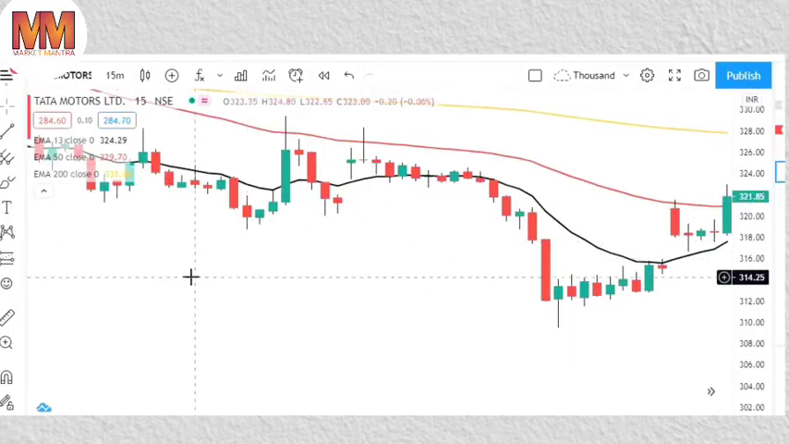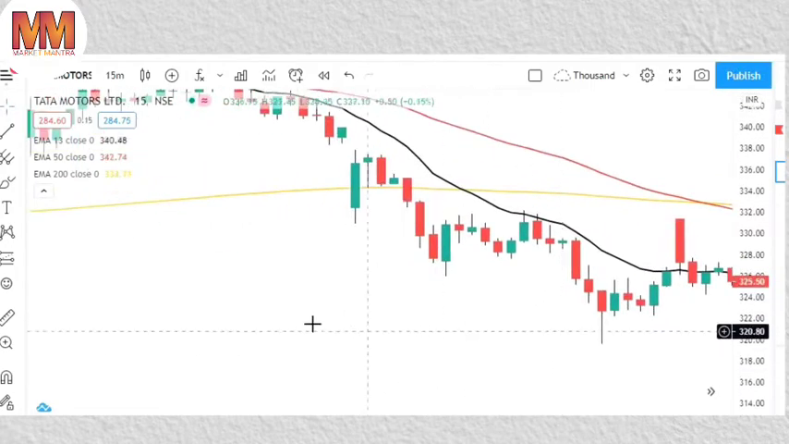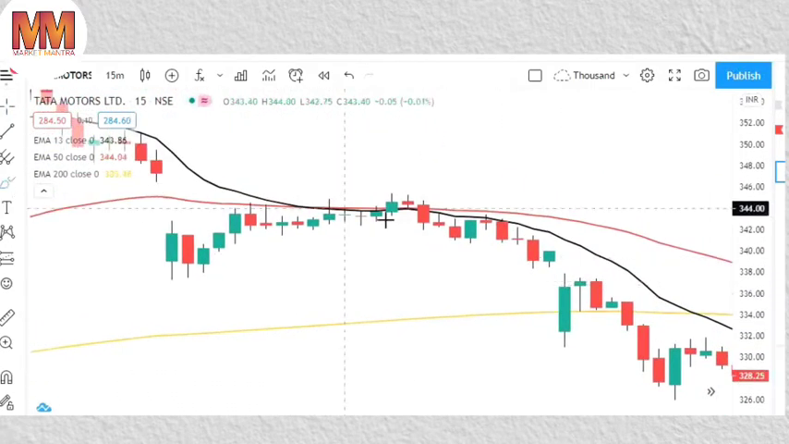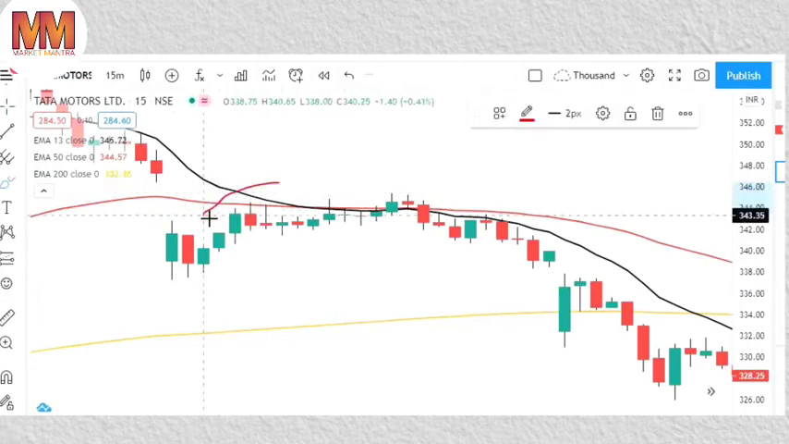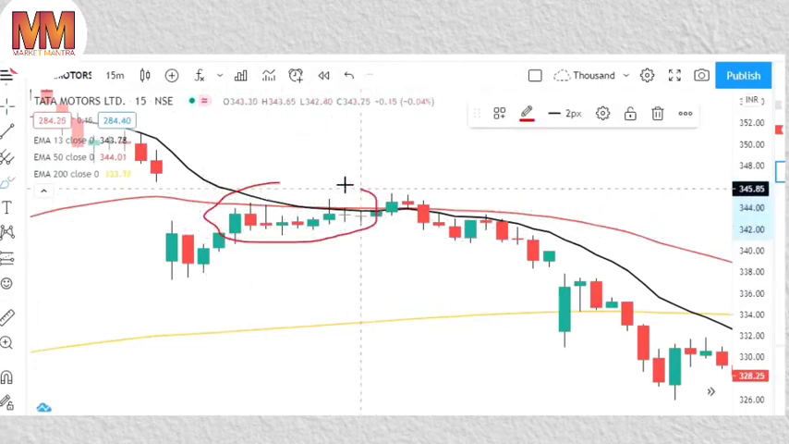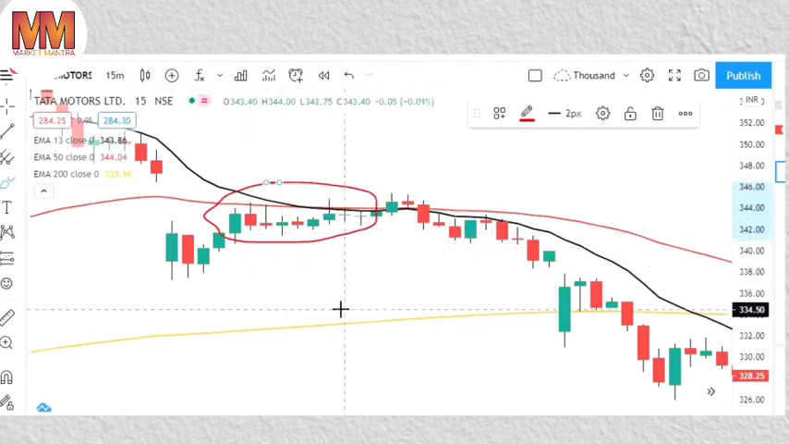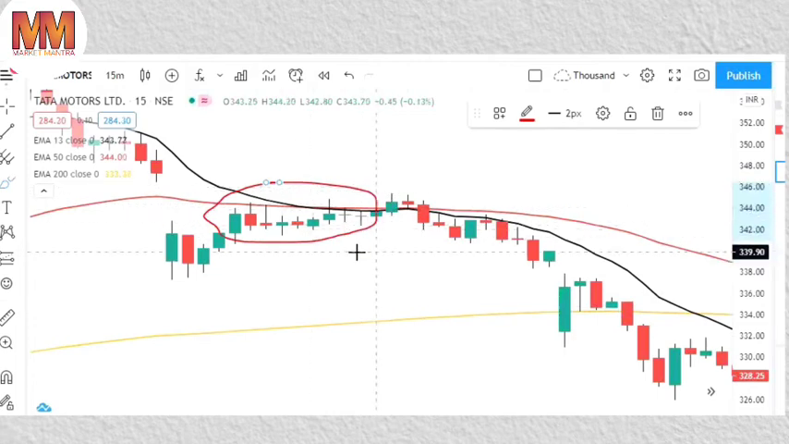Let's check one more stock. I have taken Tata Motors. If you check over here, you can make out the stock was range bound for a long time, right? More than 1.5 hours. This is a 15 minutes candle, so you can see for a long time the stock was range bound. The candles are touching these lines, but they are at the same level for a long time.